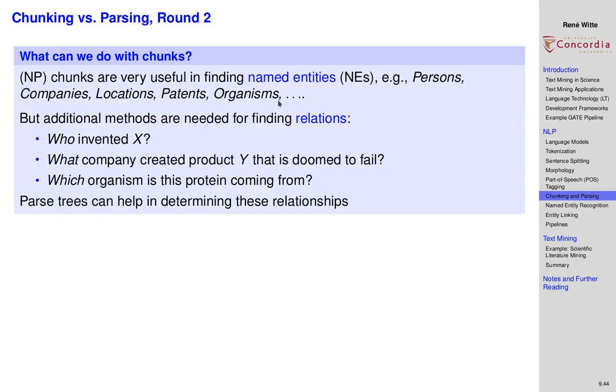What is still missing if we just have chunks is the relations between them. Very often we want a deeper analysis. We don't just want the entity. We also want to know what are the relationships between the entities. If there is an invention in a document, we want to know who invented it. When there is talk about a product that has problems, we want to know which company is mentioned together with that product. When we process biomedical documents, we want to know which organism produced this protein. So for finding these relationships, we need a deeper analysis, and this is where parsing comes in.